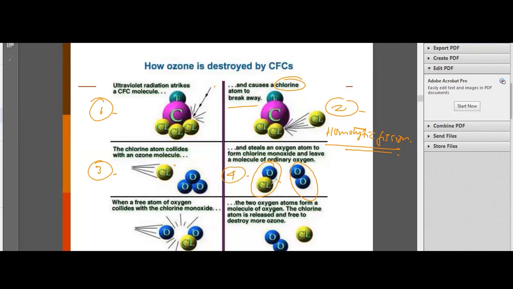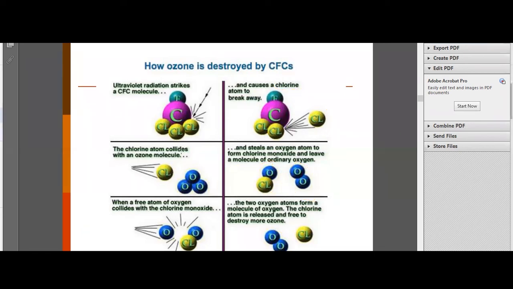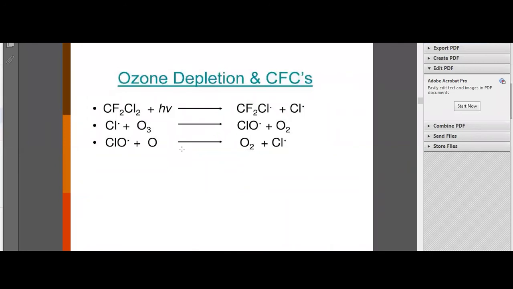Okay, and this does not stop here, since the O free radical later on can combine with the ClO to form oxygen, and then the Cl radical again. So this will occur again and again. You know that this is a propagation step. Since it is a propagation step, that's why this is very dangerous. Okay, these are the reactions of how the free radical is formed.